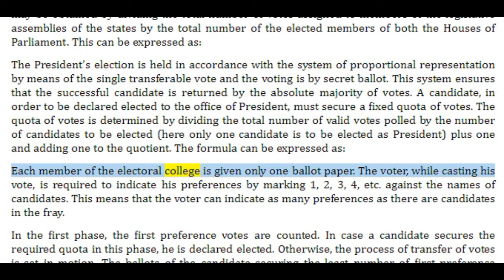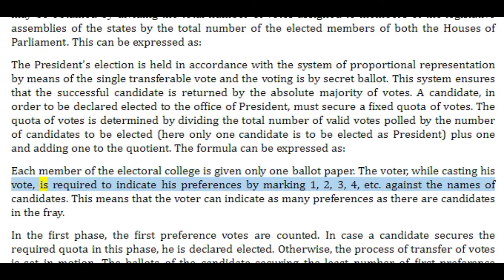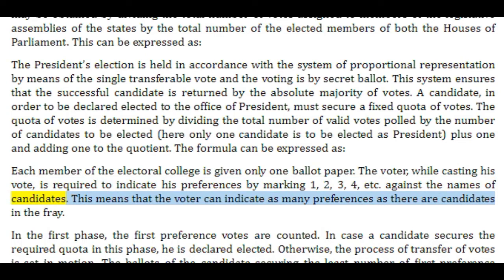Each member of the Electoral College is given only one ballot paper. The voter, while casting his vote, is required to indicate his preferences by marking 1, 2, 3, 4, etc. against the names of candidates. This means that the voter can indicate as many preferences as there are candidates in the fray.